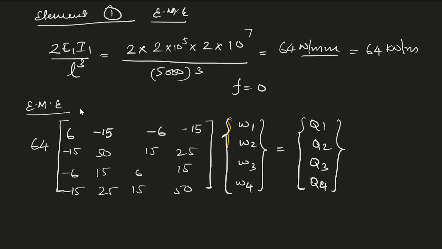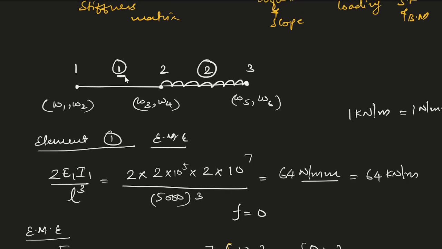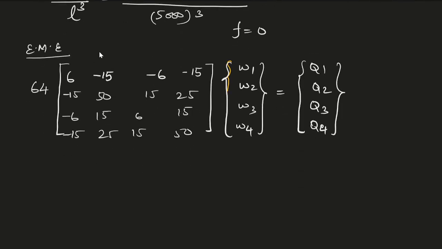I'll give the numbering. The first element lies between nodes 1 and 2, so the numbering would be 1, 2, 3, 4. So this is the first element.